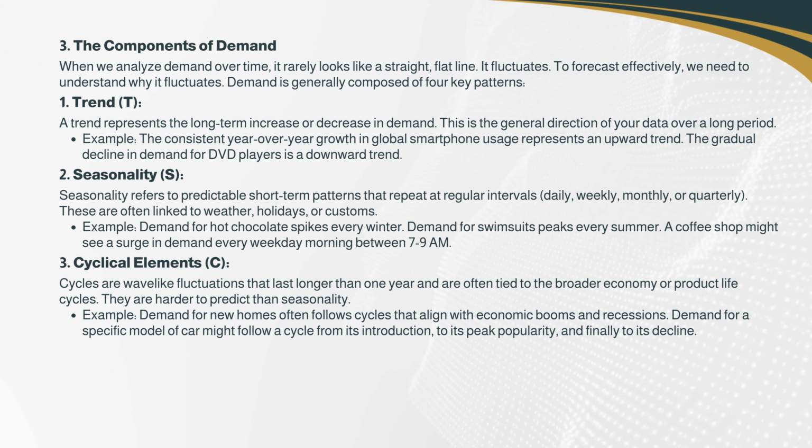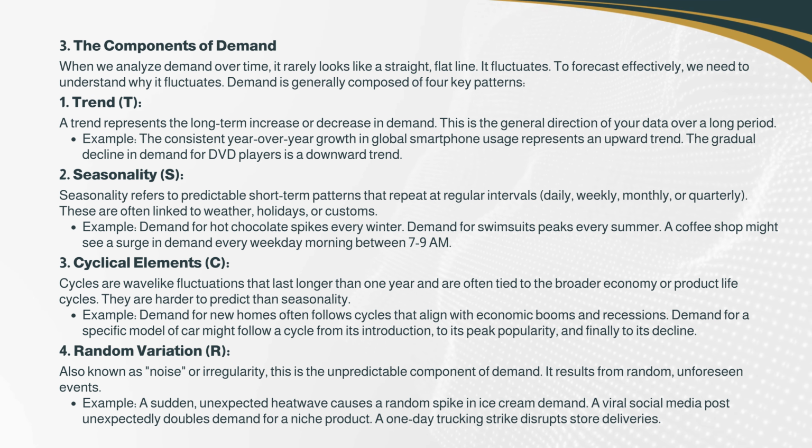4. Random variation, R. Also known as noise or irregularity. This is the unpredictable component of demand. It results from random, unforeseen events. Example: a sudden, unexpected heatwave causes a random spike in ice cream demand. A viral social media post unexpectedly doubles demand for a niche product. A one-day trucking strike disrupts store deliveries.